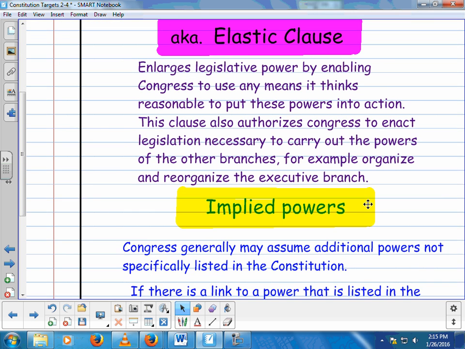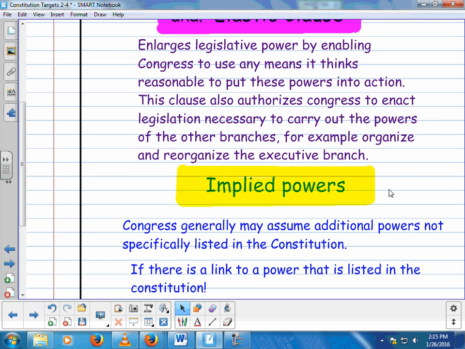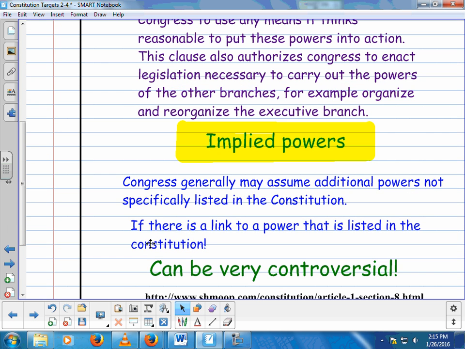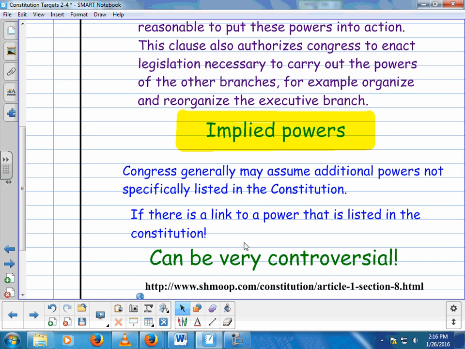Okay. This is known also as the implied powers. Basically, within this set of circumstances, there is an implied consent, if you will, that allows Congress to do whatever is necessary and proper, back to those terms again, to fulfill the needs of the country. Congress generally may assume additional powers not specifically listed in the Constitution, but here's the thing. As long as there is a link to a power that is listed in the Constitution. They just can't make up stuff as they go. There has to be some sort of connection.